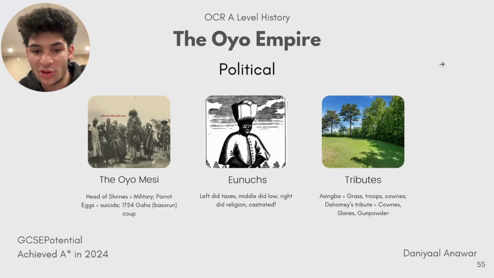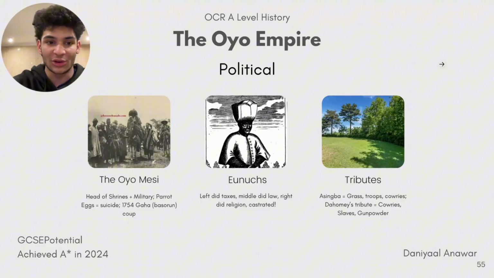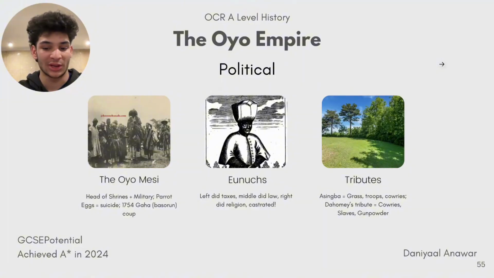Political, what else was that? Eunuchs. So eunuchs were kind of like soldiers for the political leaders. So they were kind of there to protect them. There were eunuchs of the left, eunuchs of the middle, and eunuchs of the right. That was just their fancy names. So the eunuchs of the left engaged in taxes, so they were the ones who collected taxes. The eunuchs of the middle were the ones who imposed law, and the eunuchs of the right were the ones involved in religion and upholding traditional religious practices.